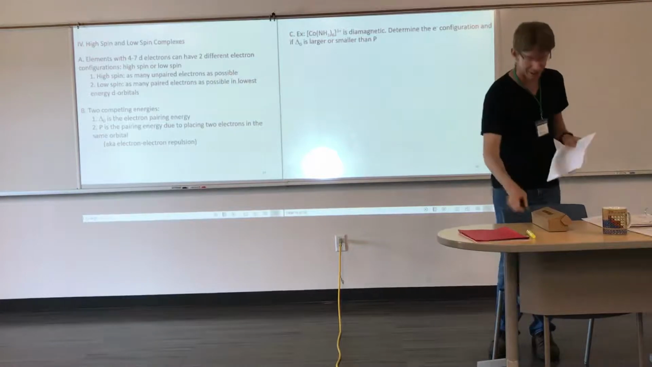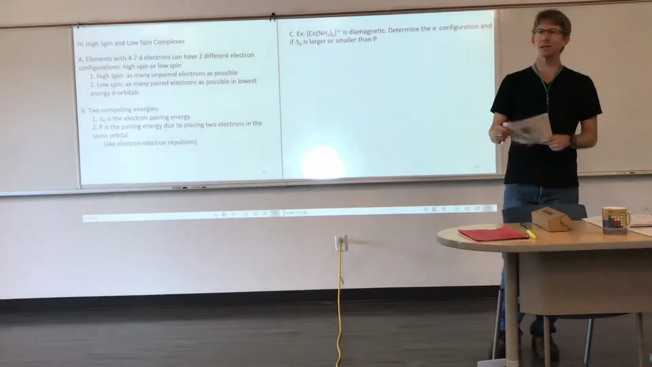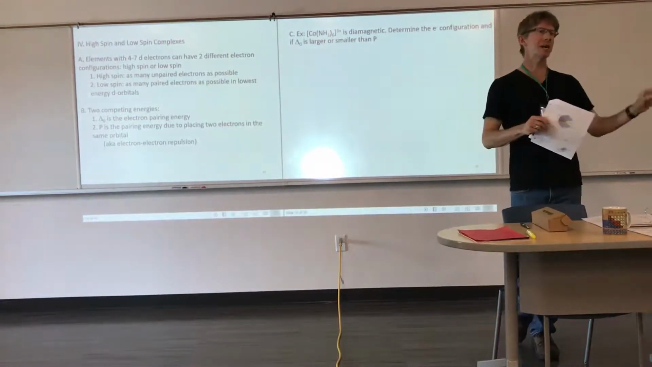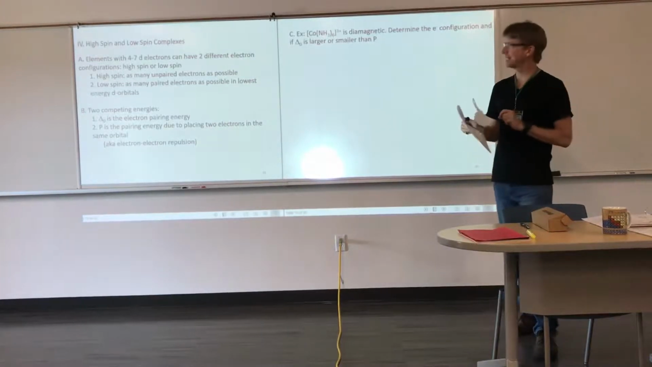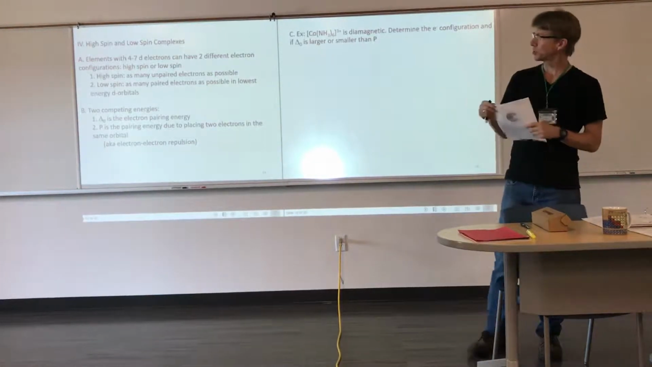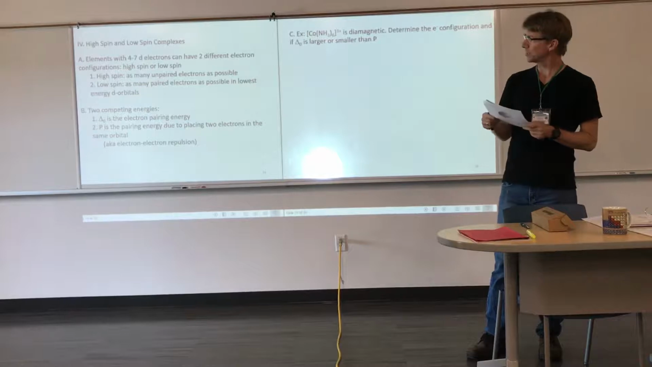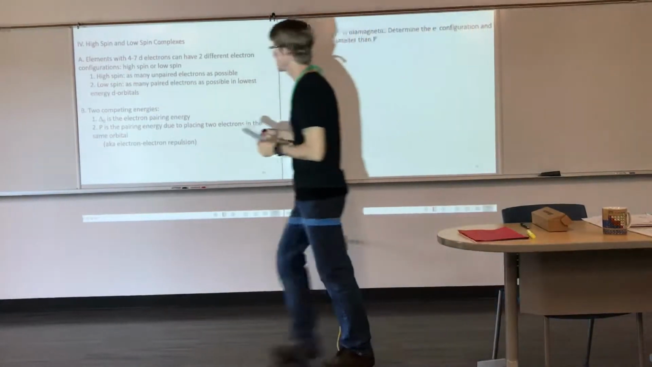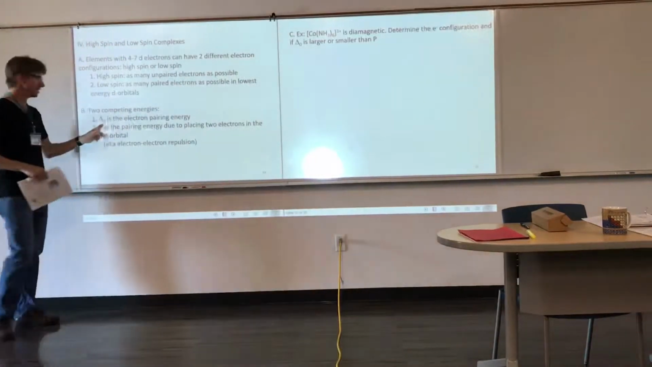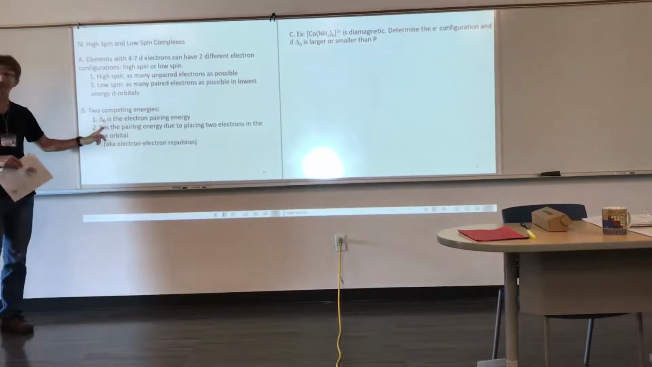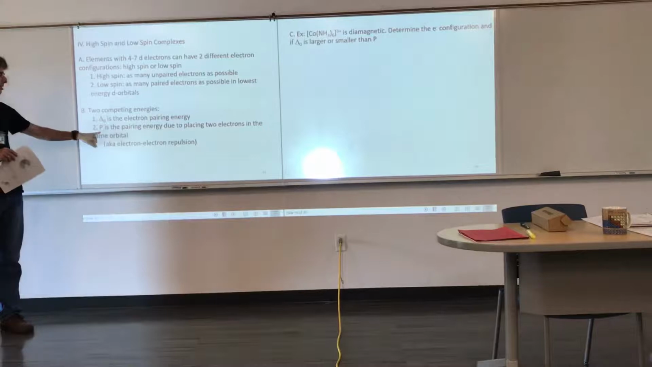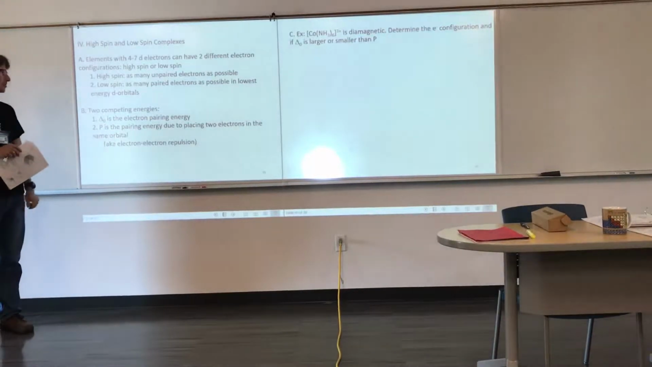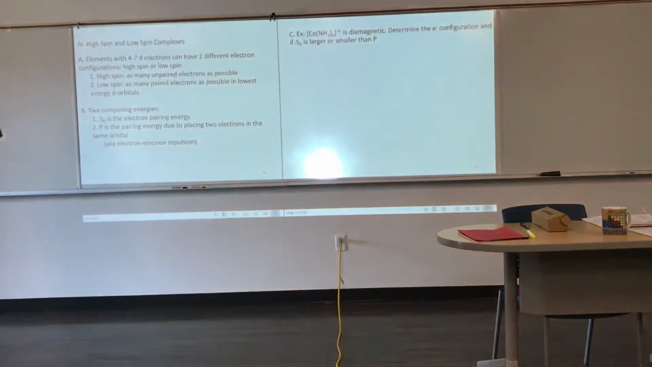If not, then where were we? Well, we were talking about transition metal complexes, and where we left off was high spin and low spin complexes, and the competition between delta O for octahedral, versus P, the pairing energy, due to placing two electrons in the same orbital. In Chem 400, we called that electron-electron repulsion.